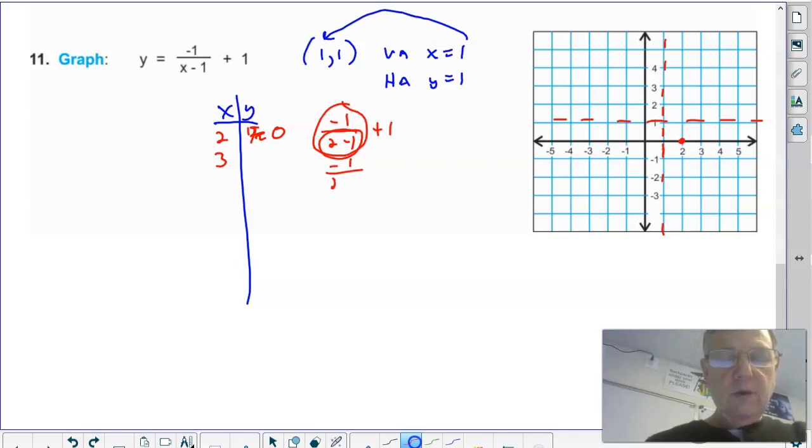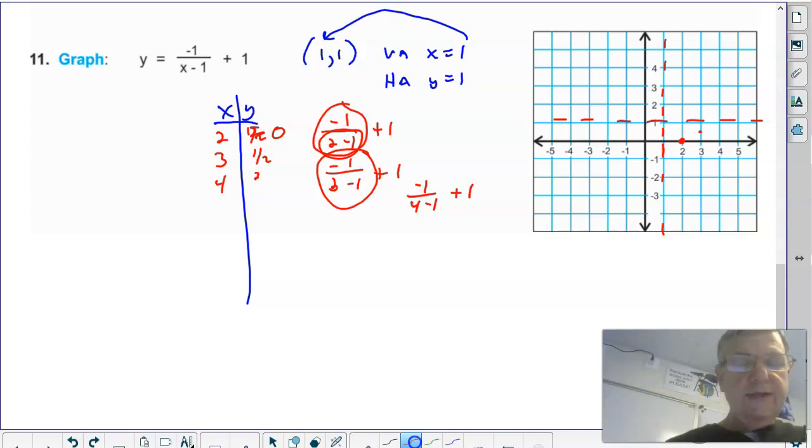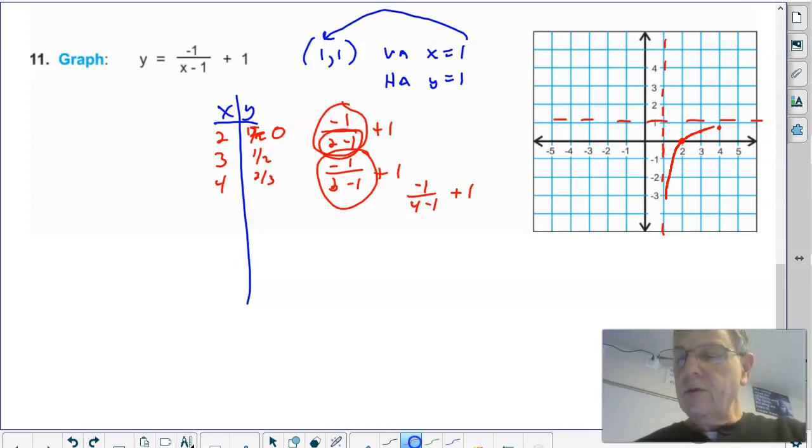Negative 1 over 3 minus 1 plus 1. There's the negative 1/2 plus 1, or 1/2. And I knew they both couldn't be that. And 4, when you do 4, you get negative 1 over 4 minus 1 plus 1. So that's a negative 1/3 plus 1. That's a positive 2/3 right there. And now I know my curve approaches that asymptote and approaches that asymptote.